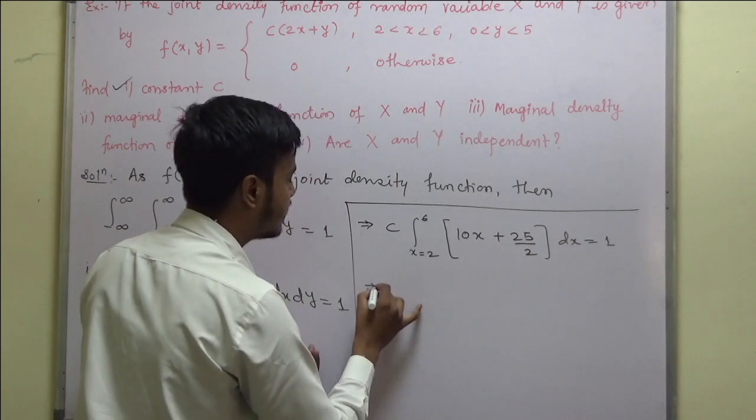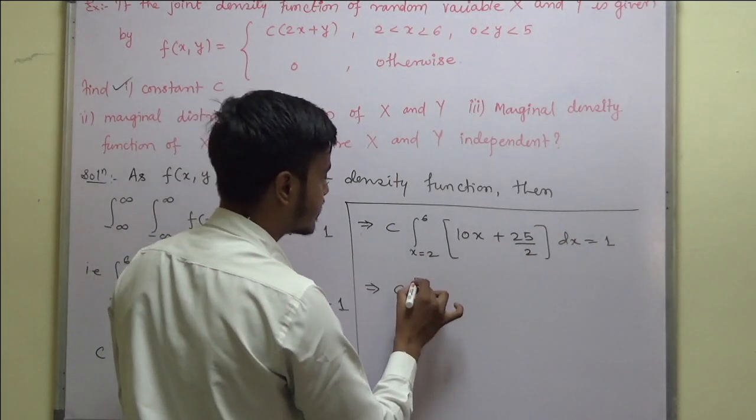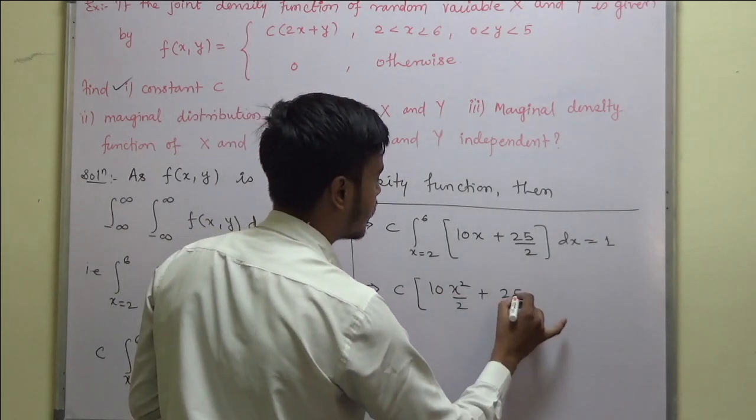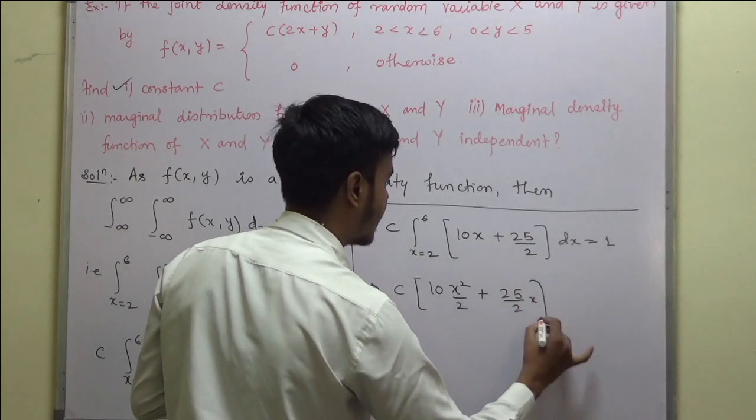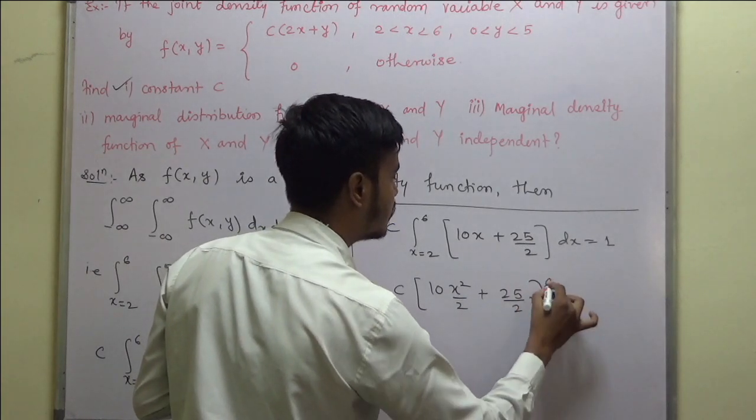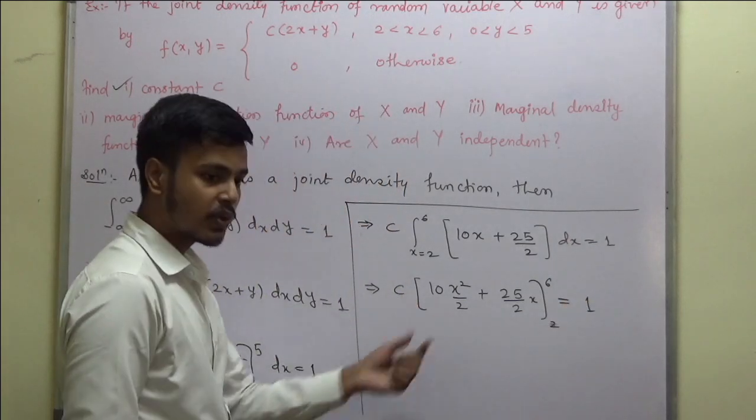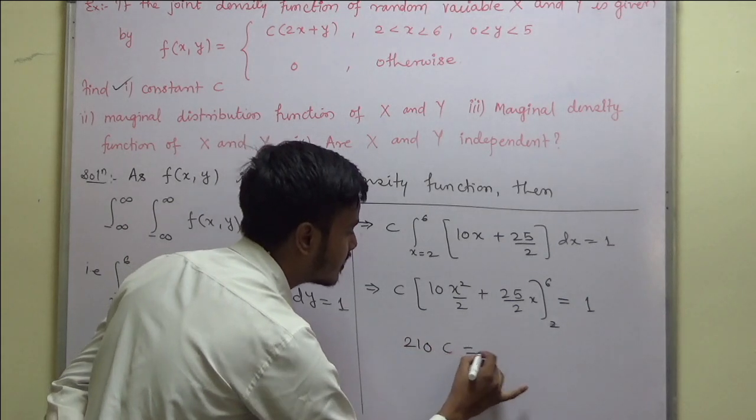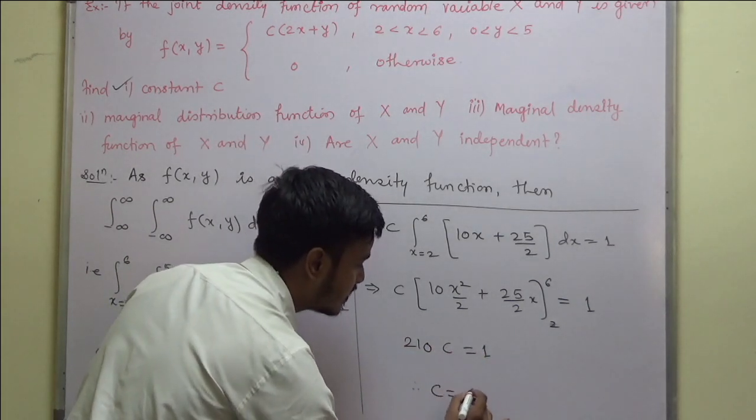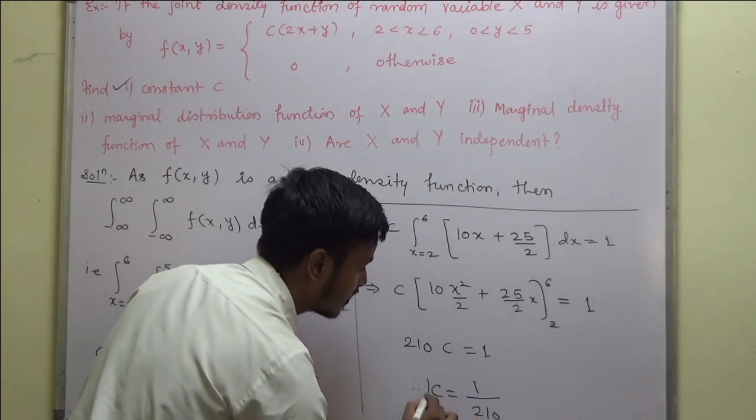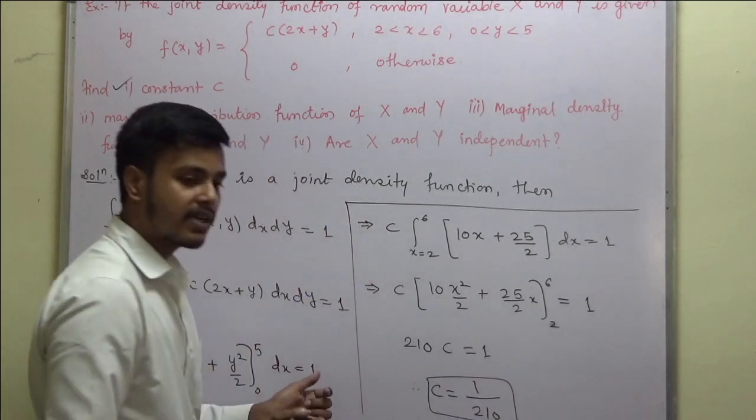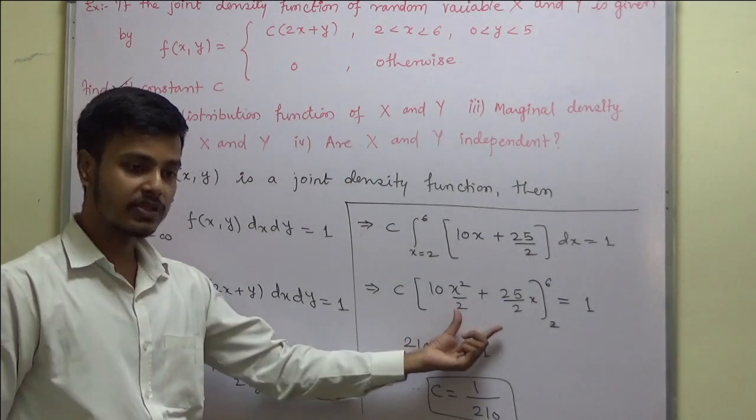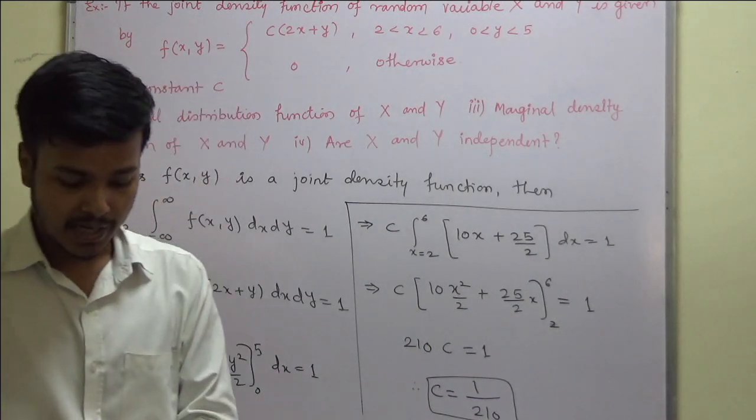Then apply integration with respect to x now. So this is c into 10x square by 2 plus 25 by 2 x, and apply the limit x equal to 2 to 6. Now when you solve this and apply the limits, you will get 210 times c is equal to 1. Therefore c is equal to 1 upon 210. Just to save time, because we have a very lengthy problem to solve, I have written it directly. You can solve it and check, you will get 1 by 210.